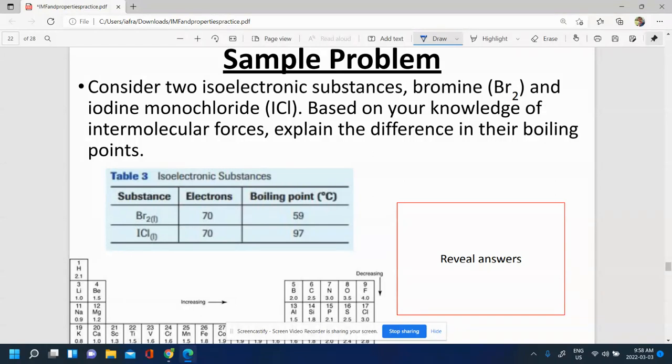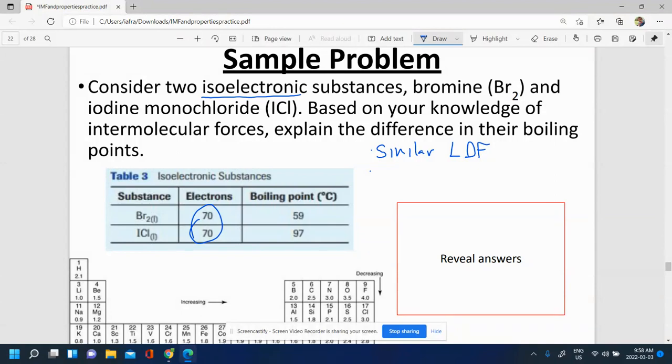So here we gave you the data. You have to look at the questions carefully. It says they're isoelectronic. What does that mean? Well, as a reminder, that means they have the same number of electrons. So what does this tell you? This tells you that they have the similar LDF. So that's probably not the difference in their boiling points.